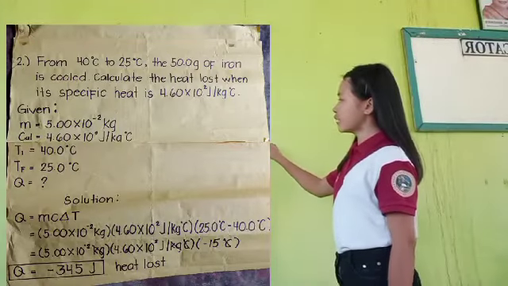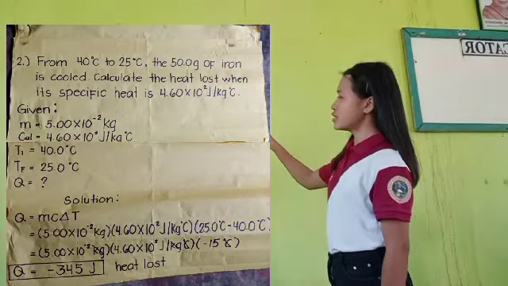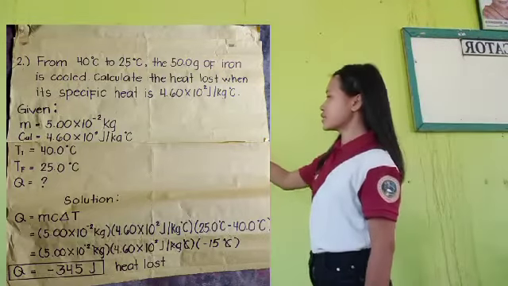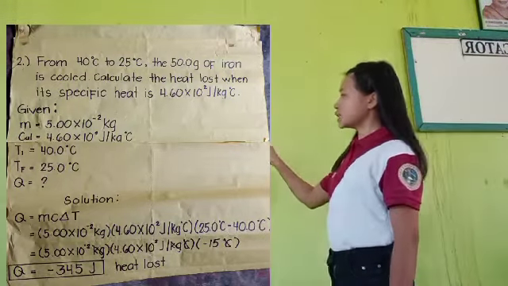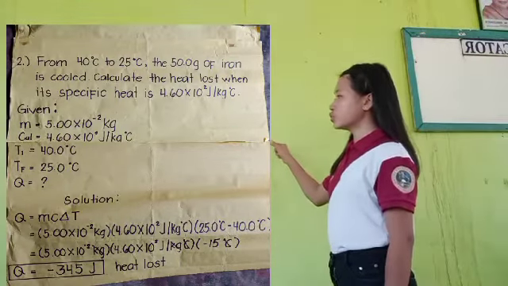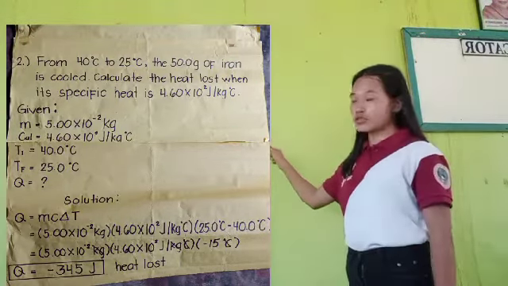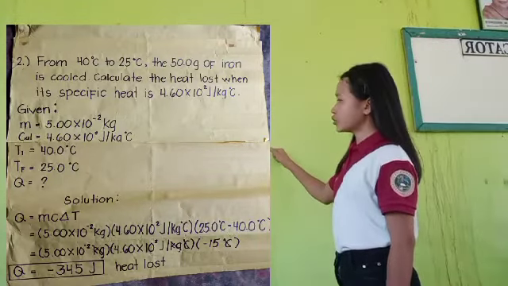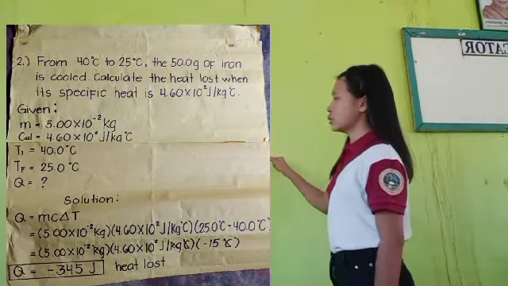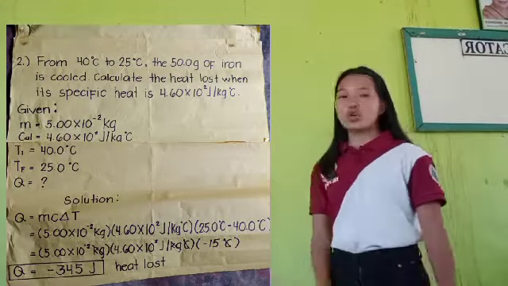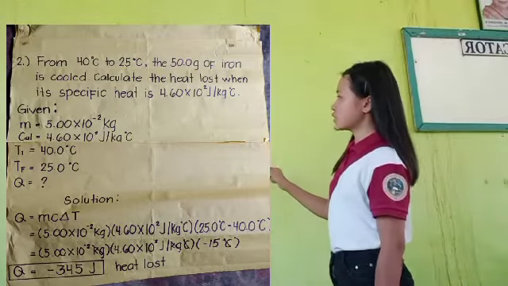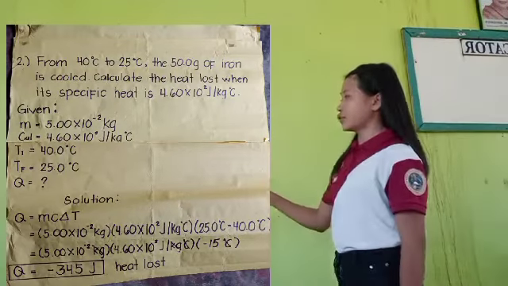Mass is equivalent to 5.00 times 10 to the power of negative 2 kilograms. Specific heat, 4.60 times 10 to the power of 2 joules per kilogram degree Celsius. Initial temperature, 40 degrees Celsius. And the final temperature is 25 degrees Celsius. So we were looking for the heat loss of the iron.